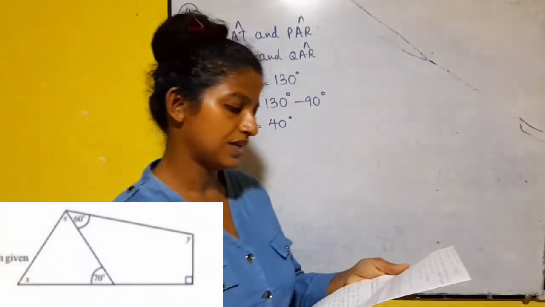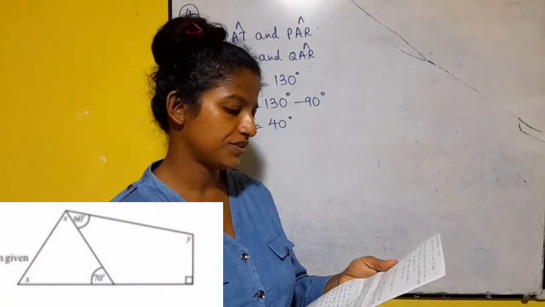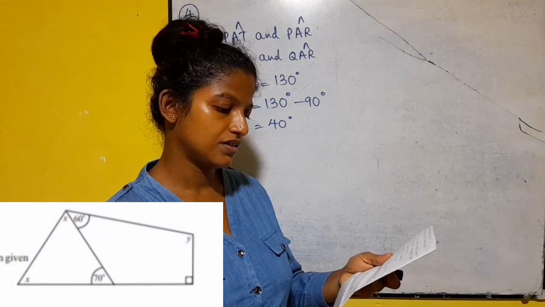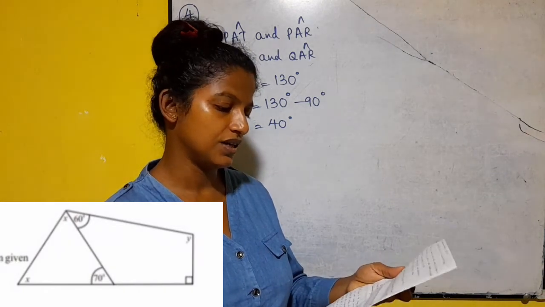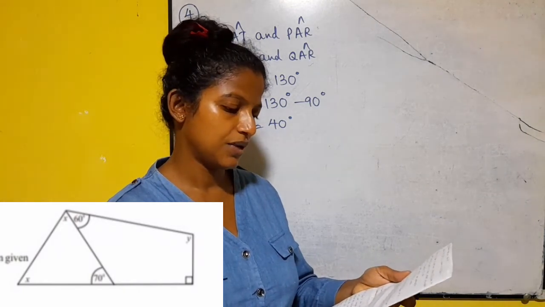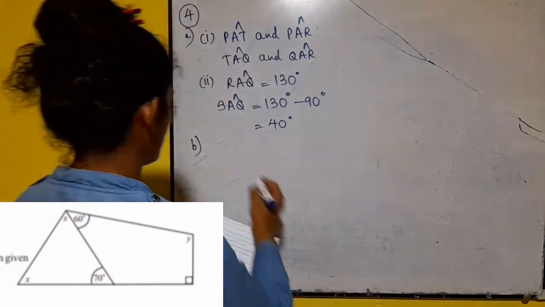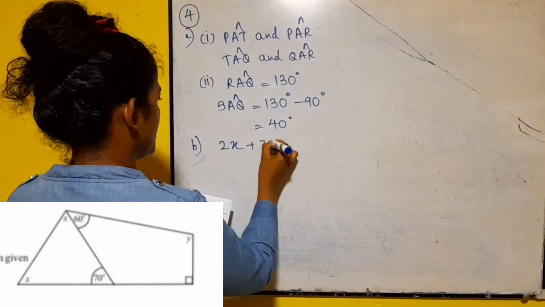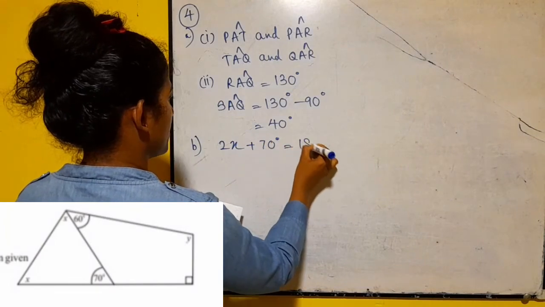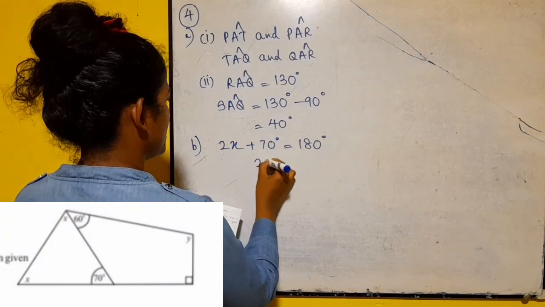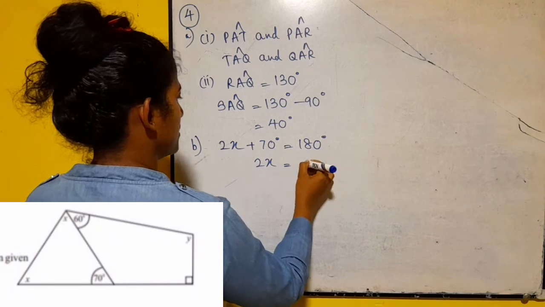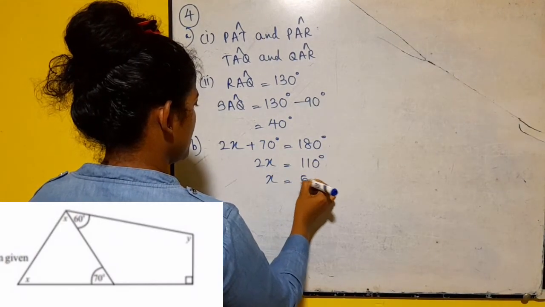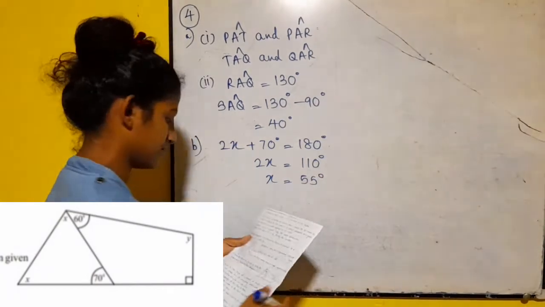Find the values of x and y using the information given in the diagram. x and x they are equal in the triangle. By using the interior angle sum, you can write 2x plus 70 equal to 180. Then 2x equal to 110. Then x equal to 55 degrees.